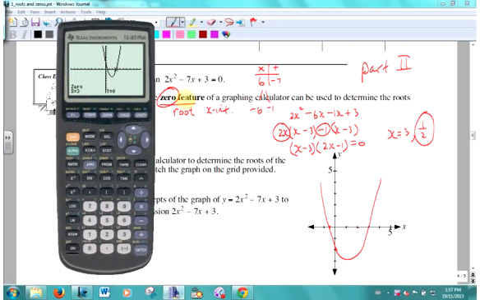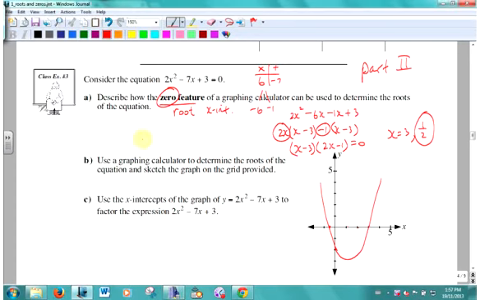Okay? So you can use a graphing calculator as well. It says zero feature, so let's call them zeros. The zeros here are 0.5 and 3. Don't put brackets around it because then it looks like a coordinate point. Okay? That's how you want it. That's how you use your graphing calculator to determine the roots.